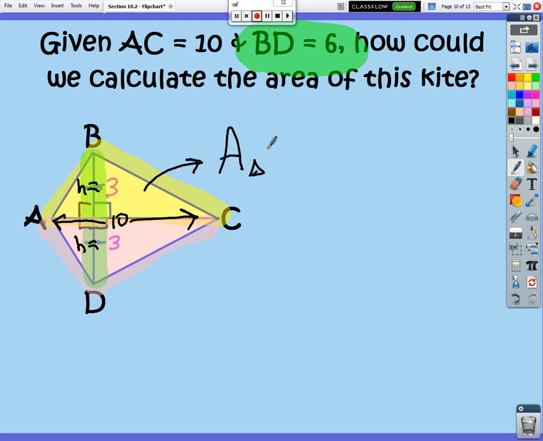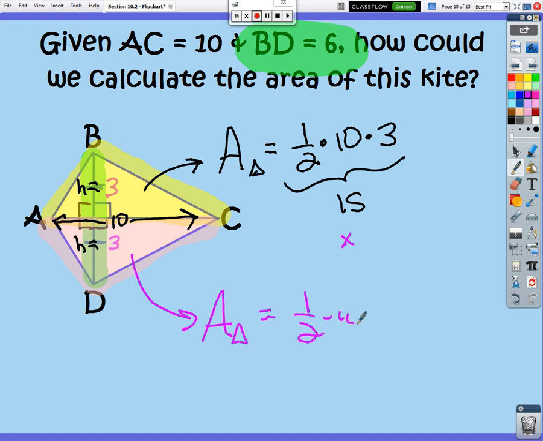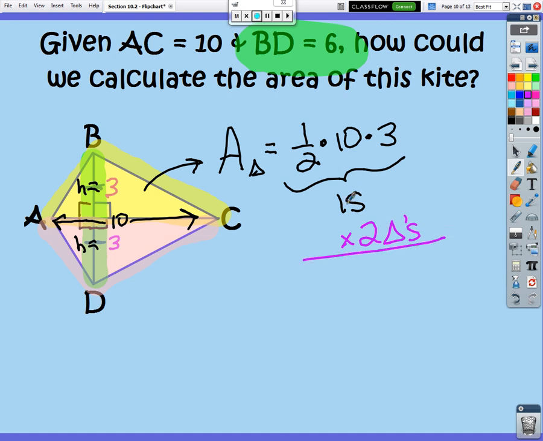So now the area of this triangle is going to be 1/2 base 10 times height 3, which is going to give me an area of 15. But guess how much the area of this triangle is down here? It's also going to be 15. So if you want to write out another area equals 1/2 10 times 3 and say that's 15, and then say 15 plus 15 is 30 overall, you can certainly do that. But I'm going to say the area of 1/2 of the kite is 15, and then I have two of these triangles. So I'm going to multiply this 15 by 2 and get that I have a total area of 30 units squared.